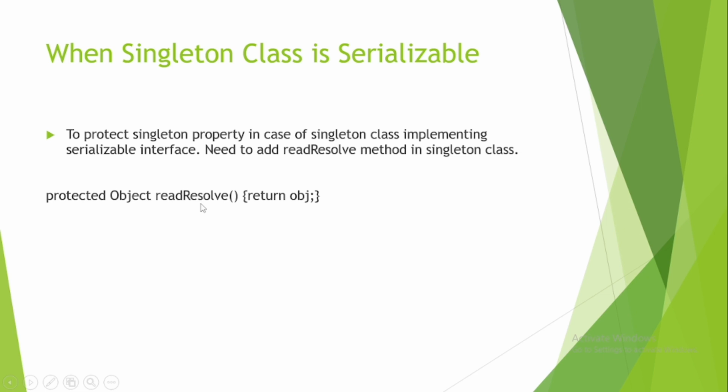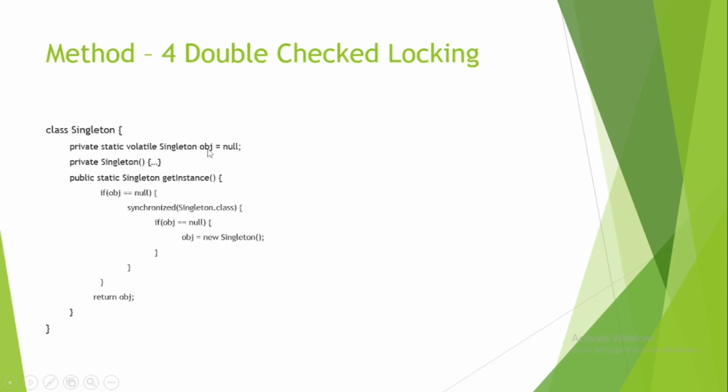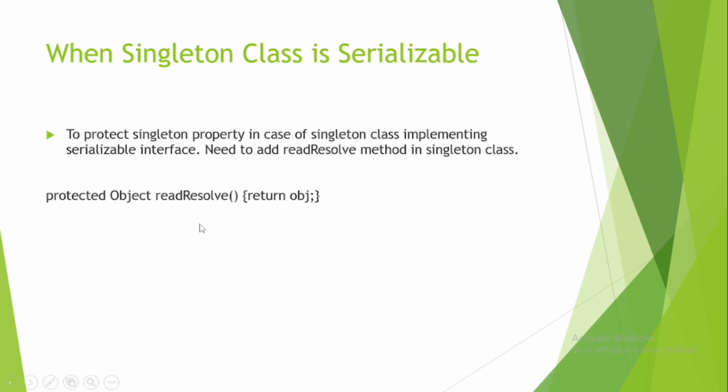So always remember, you have to use this readResolve method and directly return the object. What is the object? This is the static reference variable that we have given, the singleton object. This object will be returned from the singleton class using readResolve. So when you use this readResolve method, even when that class is serializable, at the time of deserialization you will get the same object, not a different one. So that is serialization.